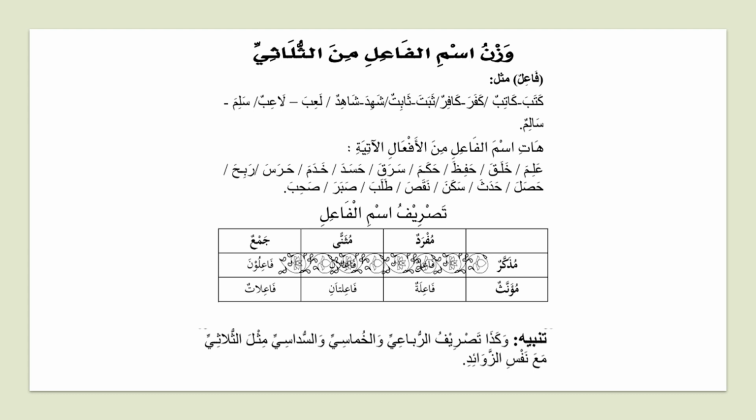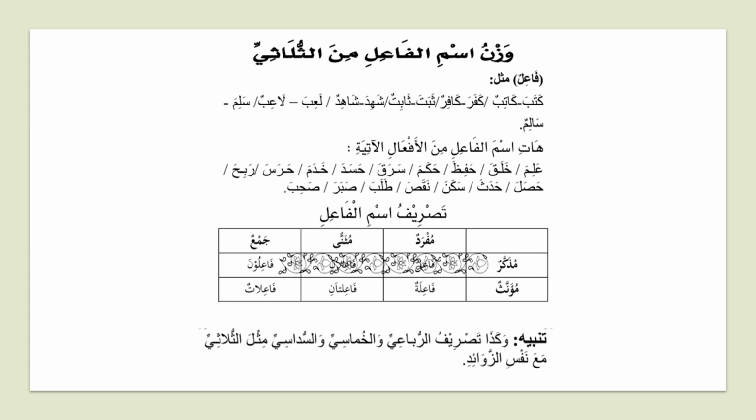So here we have kataba. Kataba means to write. How do we say the writer? We put it on the scale fa'ilun. The result is katibun. So katibun is someone that writes. Kafara means to disbelieve. We put it on our scale fa'ilun. The result is kafirun. Kafir is a disbeliever.